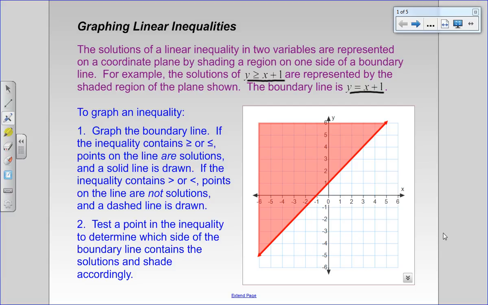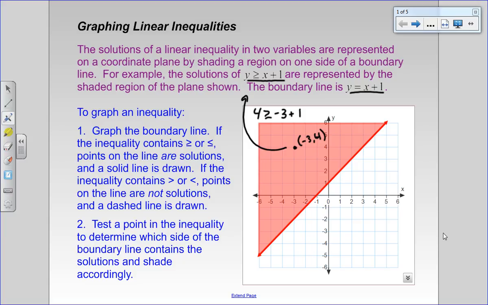Now, to understand why all the points in this red region represent the solutions of the inequality, let's look at a particular example, the point -3, 4. We can see that if we substitute the coordinates of this point into our inequality, we would obtain 4 is greater than or equal to -3 plus 1. That's clearly a true statement since 4 is greater than -2. That indicates that the point -3, 4 is a solution of the inequality.